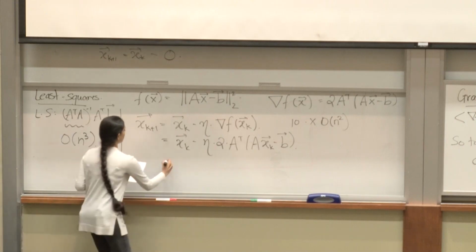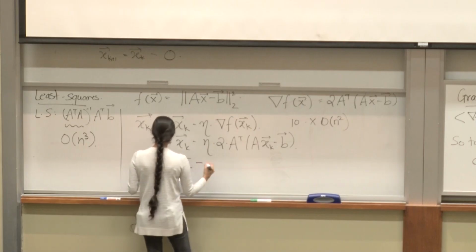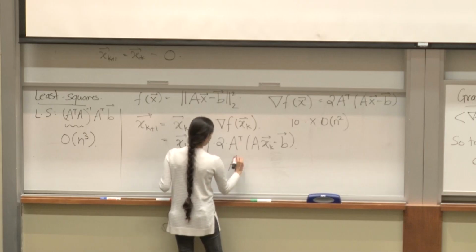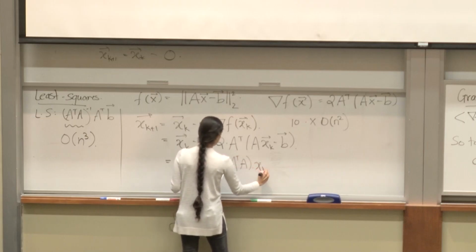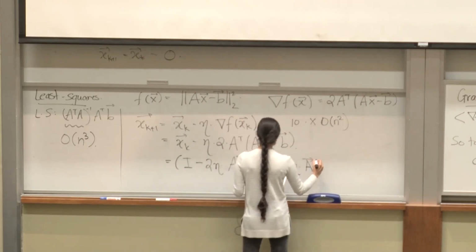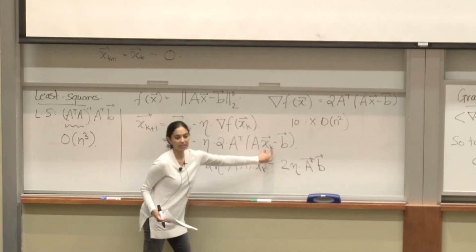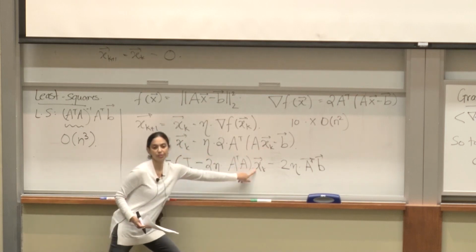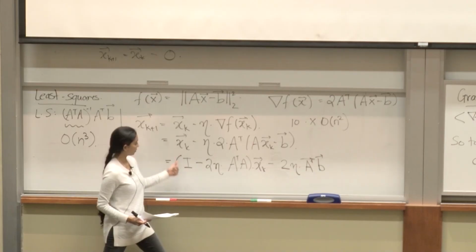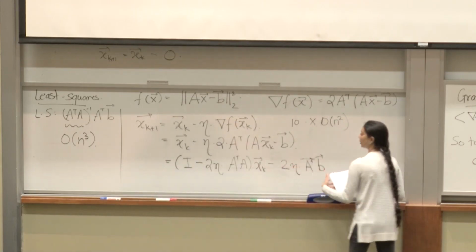I can rearrange and swap these things around, and I can write this as (identity minus 2 eta A transpose A) times x_k minus 2 eta A transpose b. So I have this x_k, I put them together, I replace this by an identity. So this is identity times x_k minus 2 eta A transpose A, and then I pull all of the constant terms out together here.